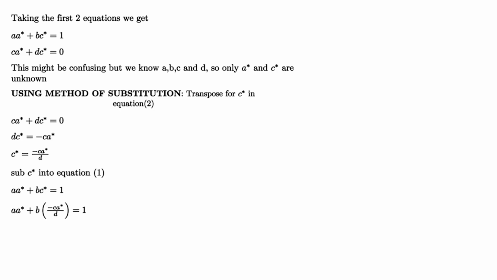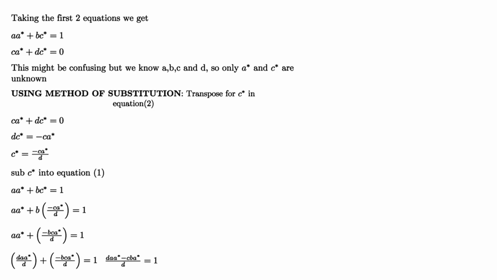So this means that A times A star plus negative B times C times A star divided by D equals 1, right? Now we can try to get common denominators. So this means D times A star divided by D plus minus B times C times A star divided by D equals 1. We can now put the numerators together because we have common denominators. So this gives us D times A star minus CB times A star all divided by D equals 1.